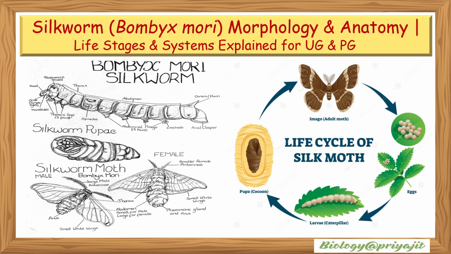But that's not all. We will also dive deep into the internal anatomy, covering key systems: digestive system of the larva, circulatory system in larva, pupa and adult, nervous system in larva and adult, the amazing silk gland in the larval stage, and finally the reproductive system in adult silkworm.